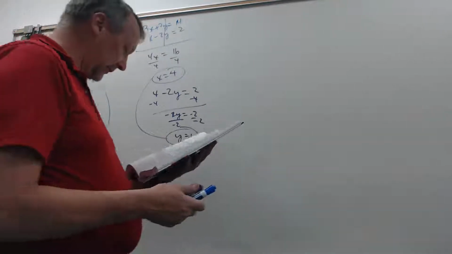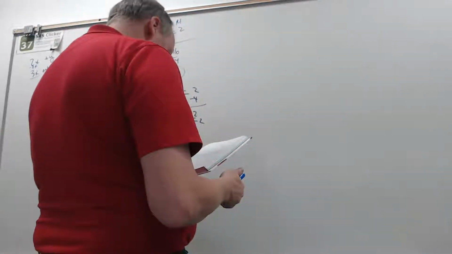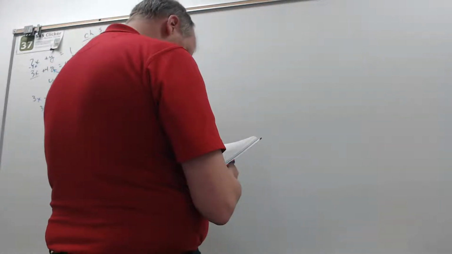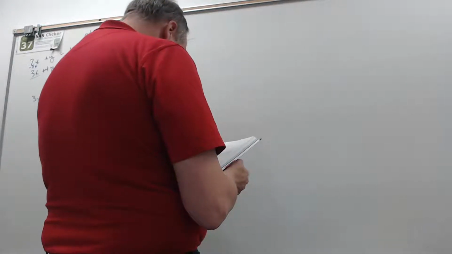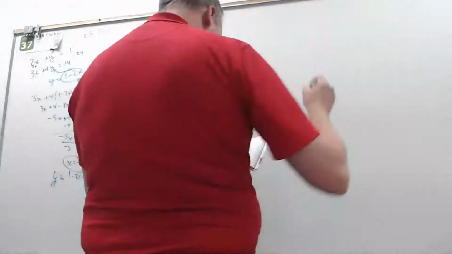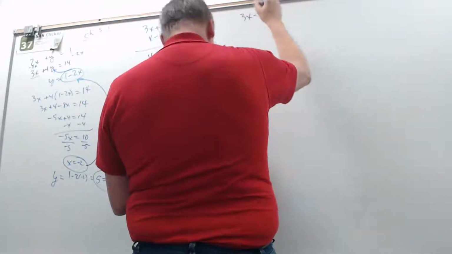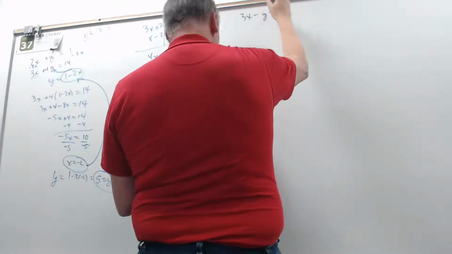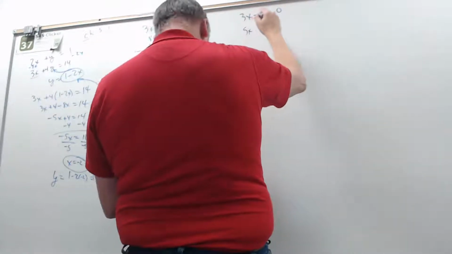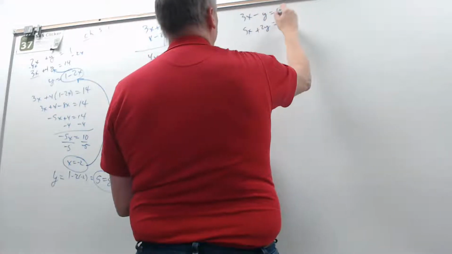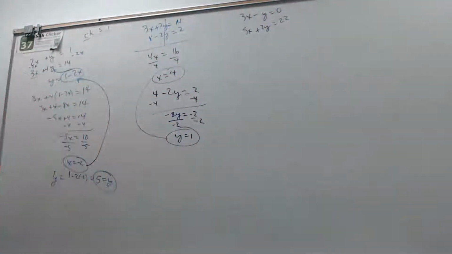Okay, so how about, let's just go with this one. 3x minus y equals 0, and 5x plus 2y equals 22. Okay? So, it must be Cameron's turn. No? Yeah, okay.